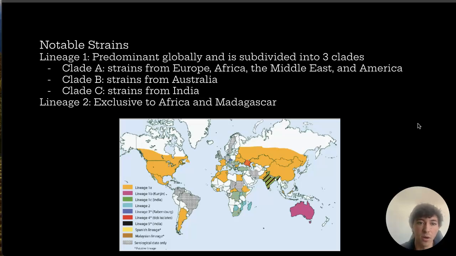Notable strains. So lineage 1, that's predominant globally and subdivided into 3 clades, seen in the color orange on the map. That's clade A, which is strains in Europe, Africa, Middle East, and America. Clade B is seen in pink, and that is just Australia. And then clade C is seen in green, which is India. Then lineage 2, that's exclusive to Africa and Madagascar, but more research efforts are being put into it because there was an outbreak of lineage 2 in some parts of Russia. So now it's making its way.